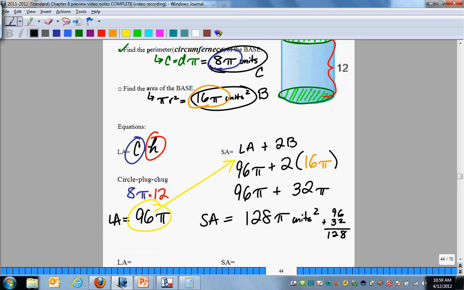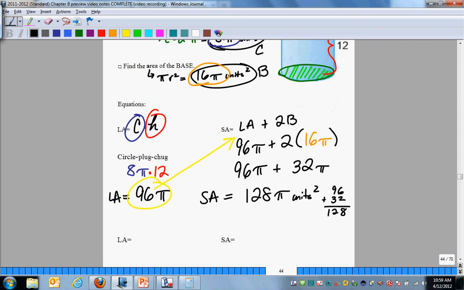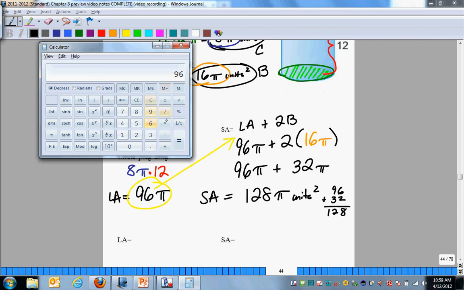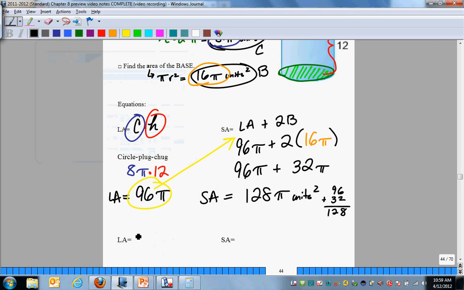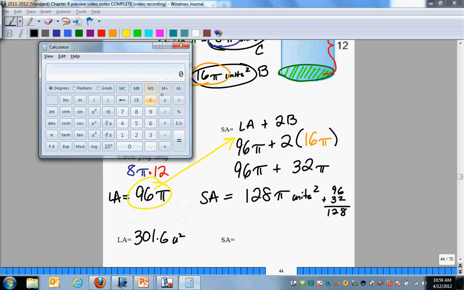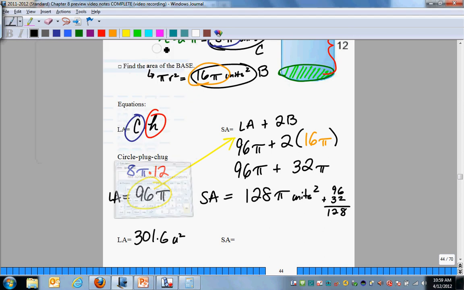Now you can leave it in pi form, or if we want to multiply this out, we can do 96 times pi, and that's 301.6, whatever the units are, squared. And the other one is 128 times pi, that's 402.1 units squared. That's lateral area and surface area.